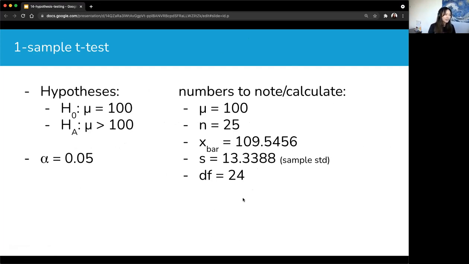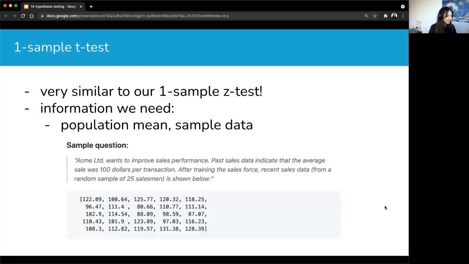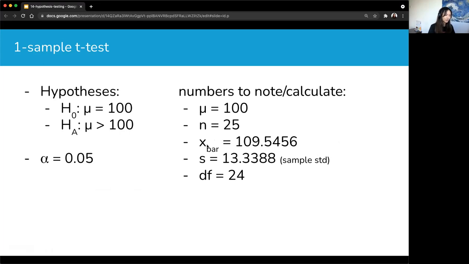So numbers to note and calculate: we have our population mean, which is 100. The number of people in our sample is 25. The mean and standard deviation of our sample are calculated just using something like NumPy: 109.54 as the sample mean and a sample standard deviation of 13.3. And the degrees of freedom, which we'll talk about in a little bit, is always n-1. So 25 minus 1 gives us 24. So these are numbers to note.